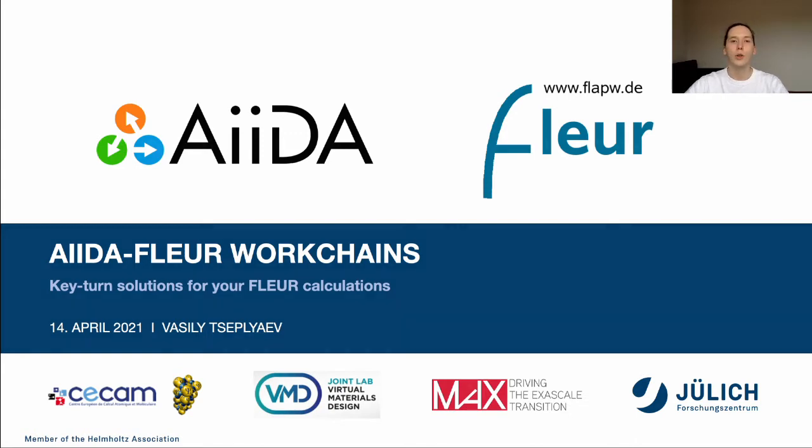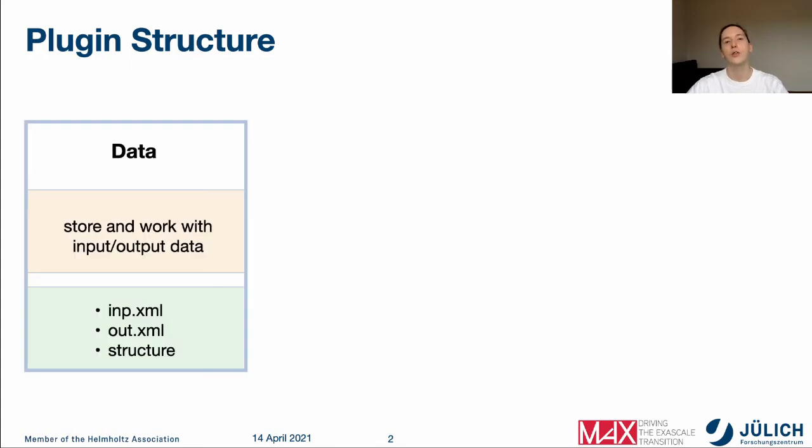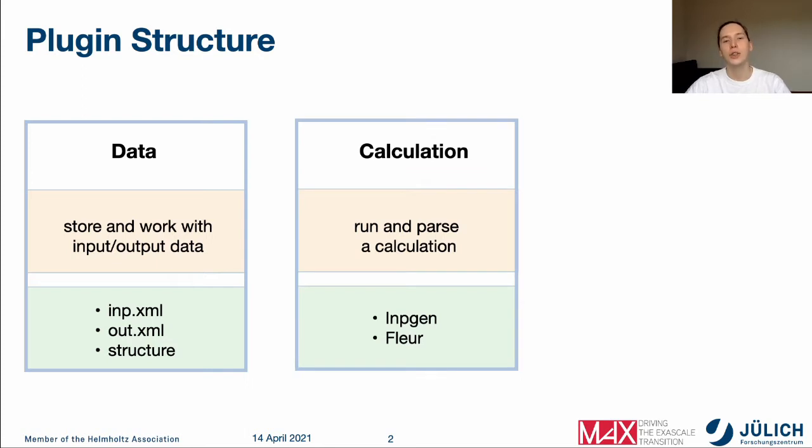To do this, we will look into the structure of the plugin and understand what the main objects are that one deals with using this plugin. First of all, we'll cover the data objects, objects that usually represent inputs and outputs of a single calculation. For example, a data object represents an input.xml file, which might be a single input of a Fleur calculation. Next, we'll consider the calculation concepts, or we'll see how a single calculation process is represented in AiiDA and how to work with them.